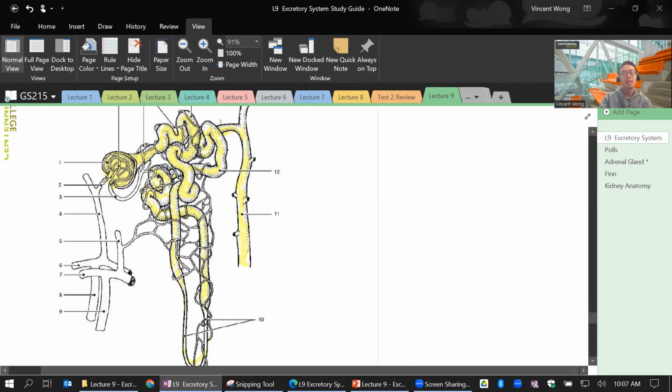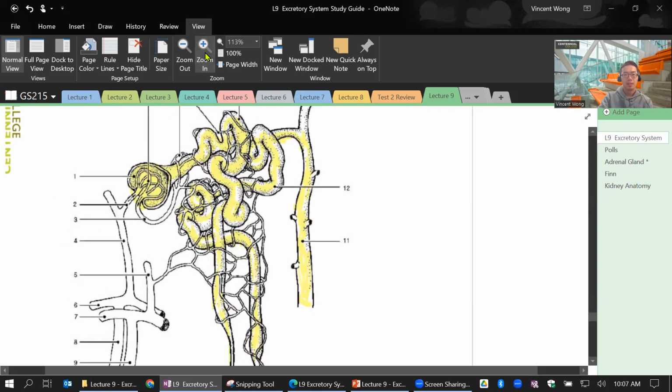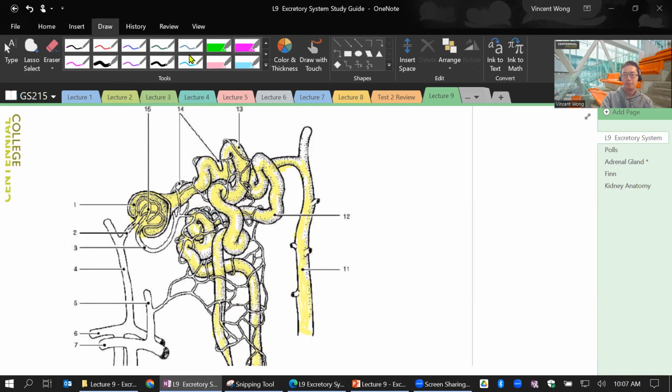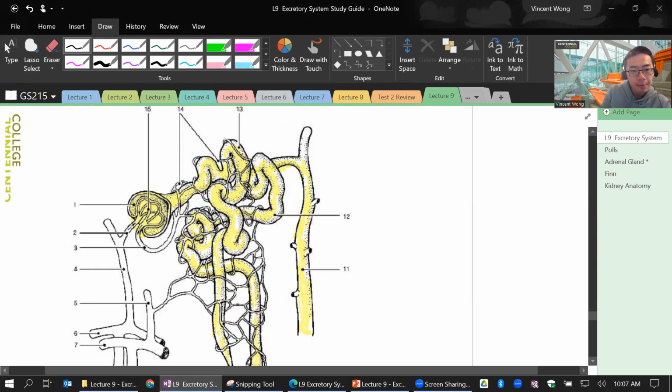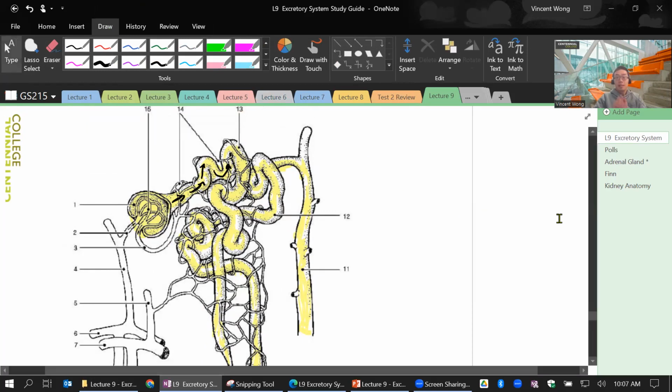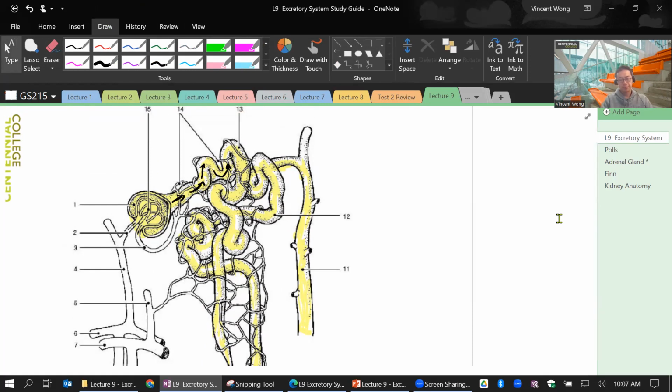Could you take a moment, like a minute or two, tracing out the path the filtrate would follow? I'll start you off here. From the Bowman's capsule, it will go here, right? Just try to trace it out so you can see where things are going. I'm going to give you a minute to do that, please.